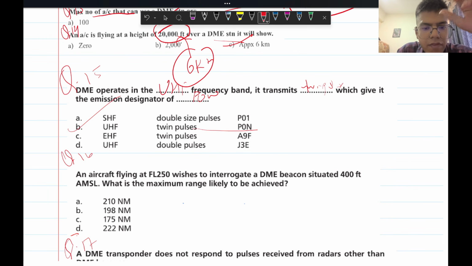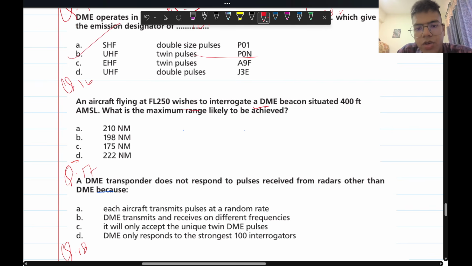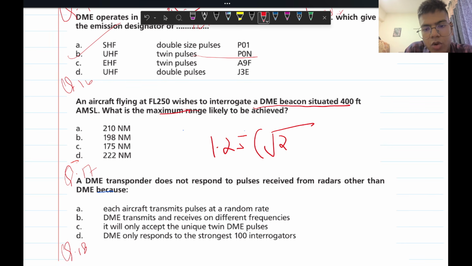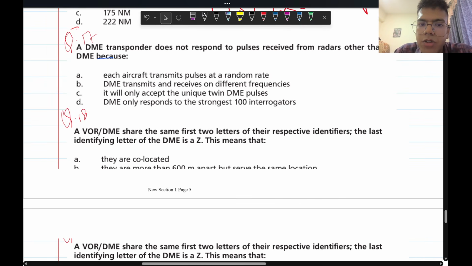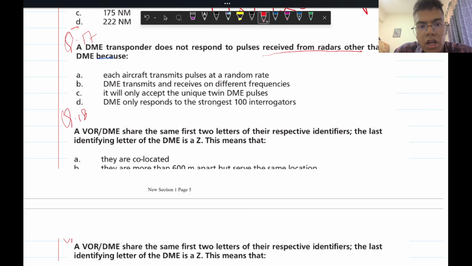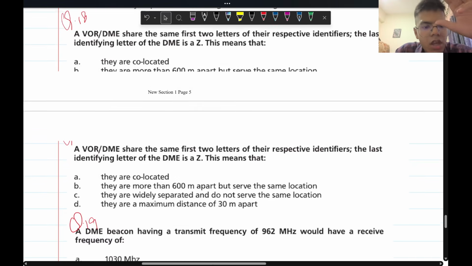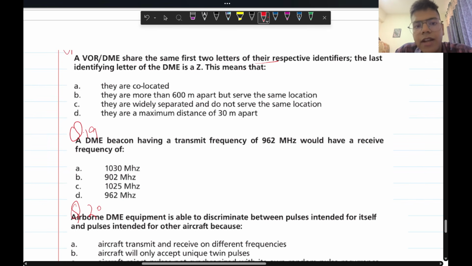An aircraft flying at flight level 250 wishes to interrogate a DME beacon. Now it is asking the maximum range, again use the same formula, root of 25,000. You do this calculation yourself, okay, and tell me the answer in the comment section. A DME transponder does not respond to pulses received from radars other than DME, because see, every aircraft has its own random PRF. So each aircraft transmits pulses at random rates.